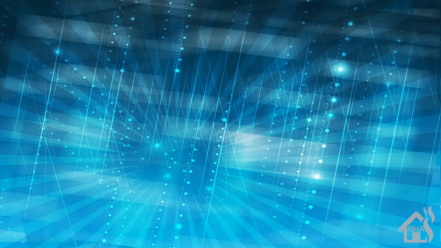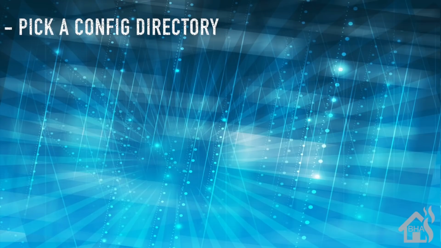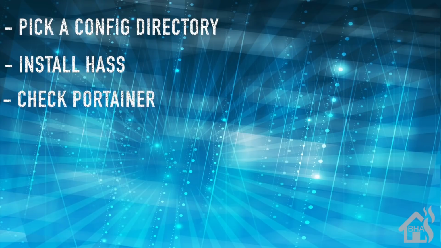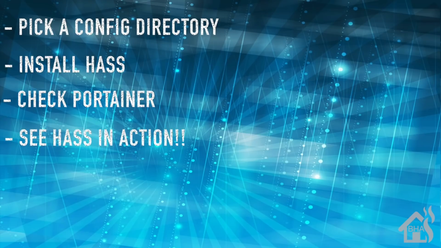So let's do a quick run through of everything we're going to cover in this video. For starters, we're just going to pick our config directory that we'll use for Home Assistant. Once we've decided where we want to put it, we are going to install Home Assistant. Once that's done, we'll take a look at Portainer and make sure that our new Home Assistant container is up and running and everything looks good. And then lastly, we will pull up the web GUI for Home Assistant and make sure everything looks good there as well. So let's get started.